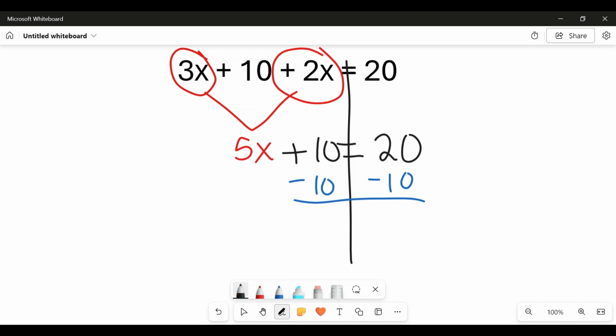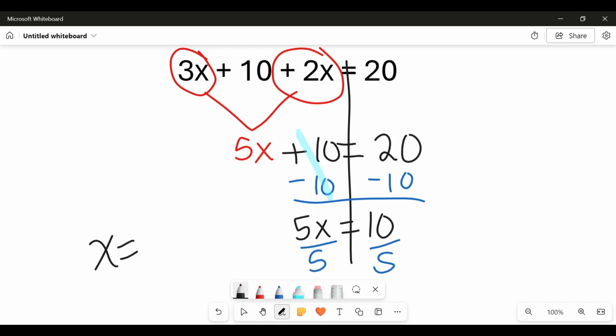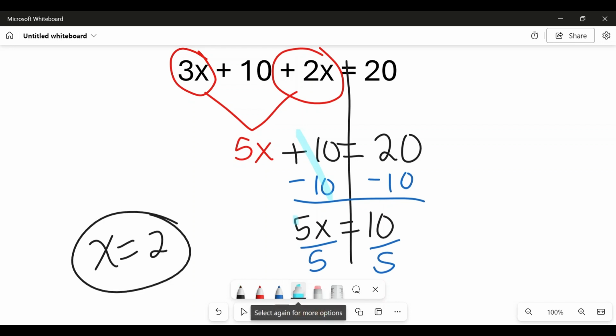And we get 5x is 10, right? 20 minus 10 is 10 because these cancel out, right? And then divide both sides by 5. And we get a final answer of x equals 2, right? Because the 5's cancel here. And 10 divided by 5 is 2. All right, and if I plug this back in, it would check out.